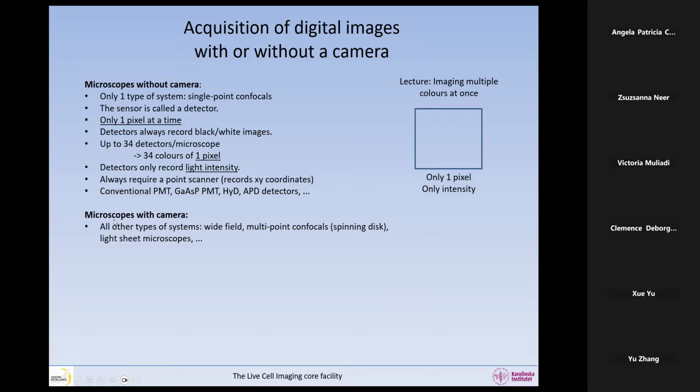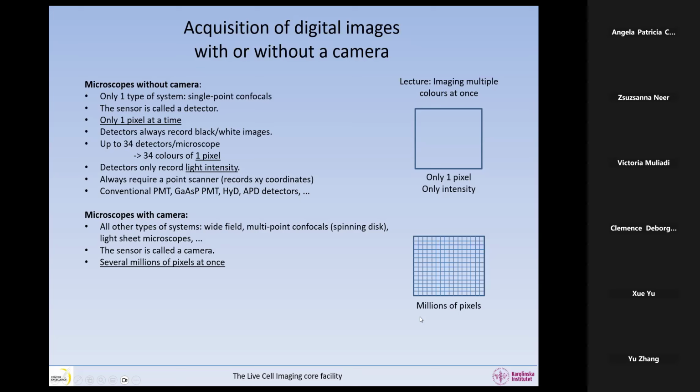So now when we are talking about a microscope with a camera, all the other systems except single point confocals work with cameras. So widefield systems, multi-point confocals that are also called spinning disk systems, or light sheets, etc. all work with cameras. In that case, the sensor is called a camera, not a detector. And the cameras have several millions of pixels. So they do record several millions of pixels at once. And here is a big matrix, boom, everything at the same time.